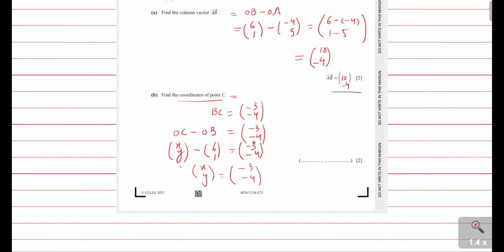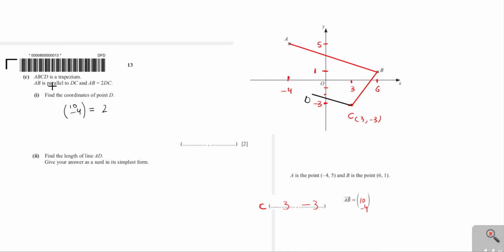And this column vector, when we shift from left to right, it becomes plus, and this column vector becomes plus (6, 1). (x, y) will be equal to (-3 plus 6, -4 plus 1), and this will be equal to (3, -3), and therefore the coordinate of C will be (3, -3). This is the answer.